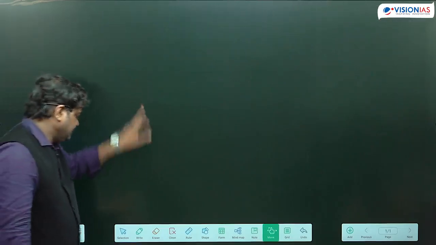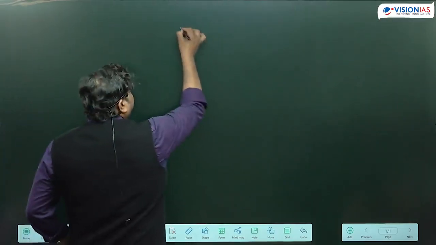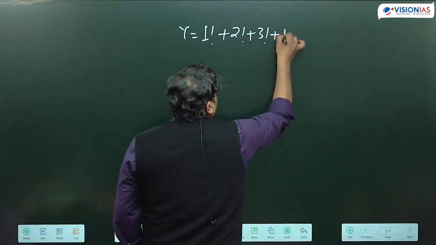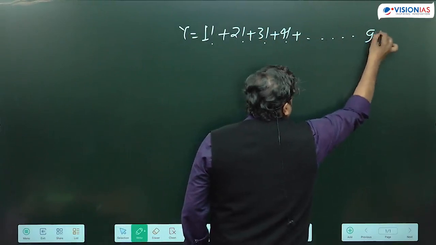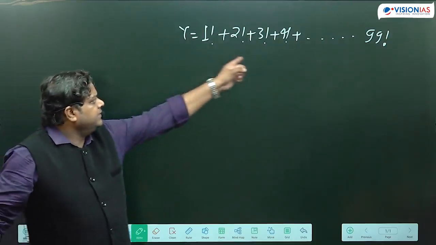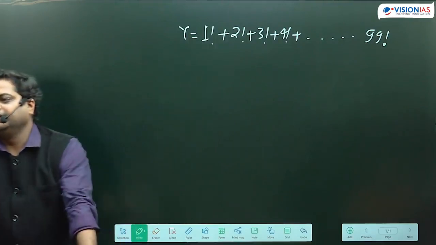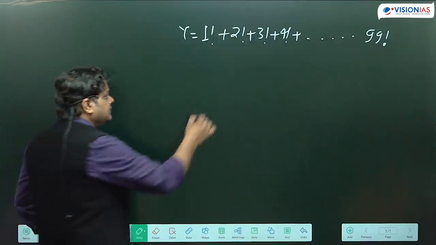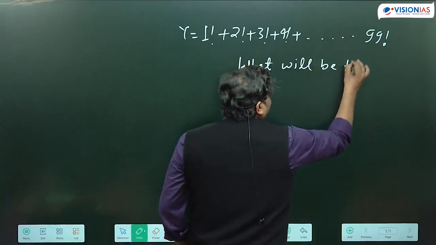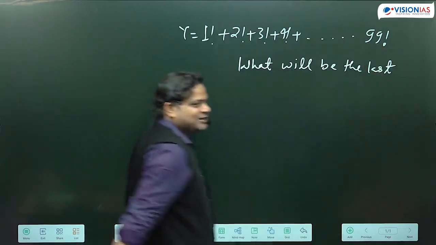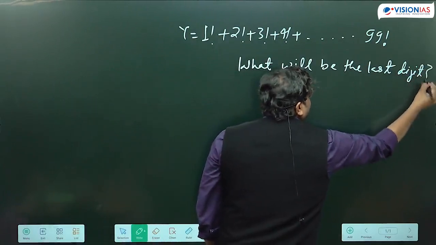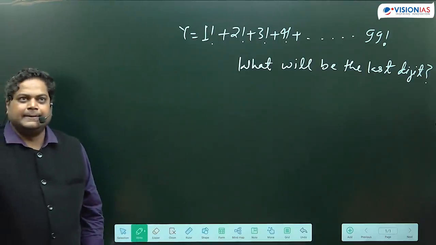Then we can think of this. If I ask you one question, 99 का factorial. This is one expression. Y is equal to this way, 1 factorial plus 2 factorial till 99 का factorial. If I ask, what will be the last digit?